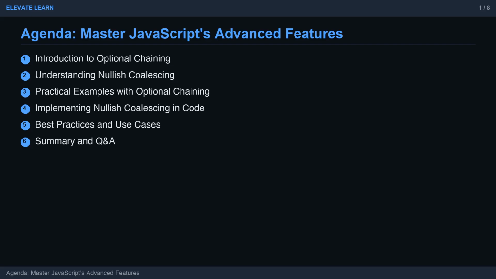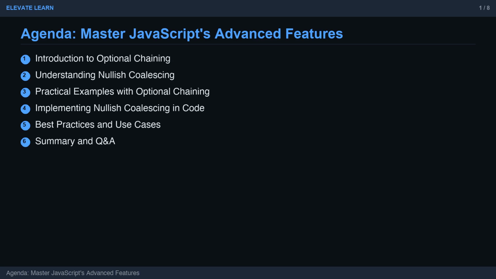Welcome to this exciting session on mastering advanced features in JavaScript. Today, we're diving deep into two powerful concepts: optional chaining and Nullish coalescing. First up, I'll introduce you to optional chaining, a neat way to safely access nested properties without risking a runtime error. We'll see practical examples of how it can simplify your code.